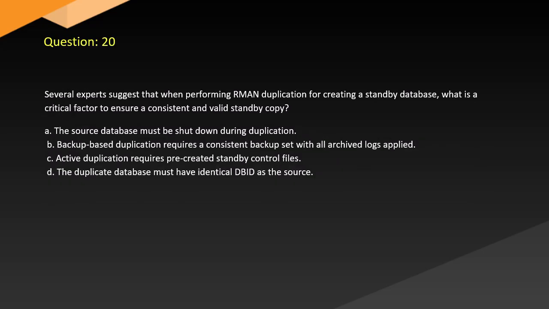Question 20. Several experts suggest that when performing RMAN duplication for creating a standby database, what is a critical factor to ensure a consistent and valid standby copy? A. The source database must be shut down during duplication. B. Backup-based duplication requires a consistent backup set with all archived logs applied. C. Active duplication requires pre-created standby control files. D. The duplicate database must have identical DBID as the source.